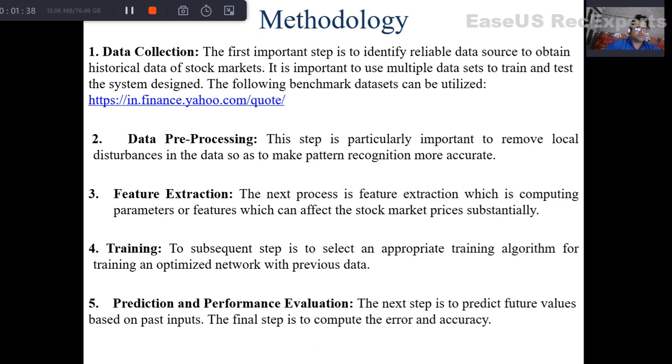Methodology. First of all, we need to collect the historical data, then data pre-processing to remove the local disturbance in the data. Third is feature extraction to decide which features affect the target values, fourth is training to train a neural network, and fifth, predictions and performance evaluations. So, predict feature values based on the past inputs and test the neural network.